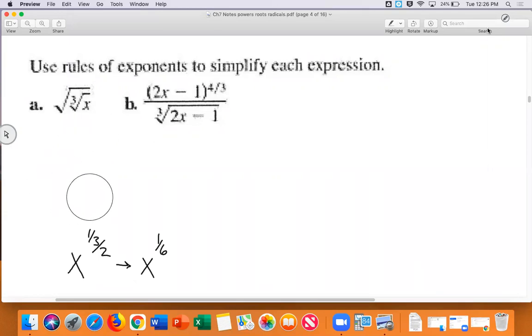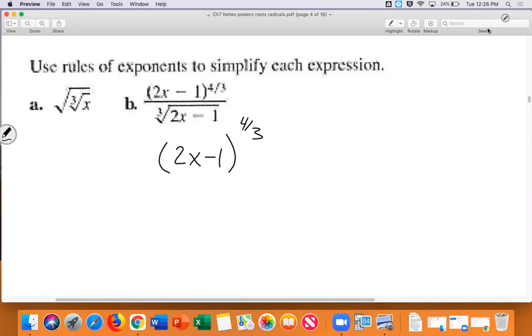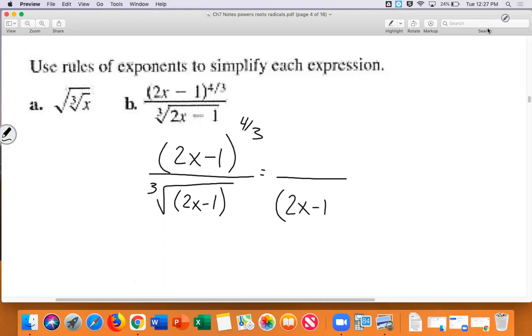All right, B. Let's go ahead and rewrite B. I'm just rewriting these because the video is really blurry and it's tough to see. 2x minus 1 to the 4/3 over the cube root of 2x minus 1. Now, Leah, I'm going to view that 2x minus 1 as a whole thing because of that minus sign. So when I rotate this up, the cube root of 2x minus 1 is going to be 2x minus 1, and that exponent right there is a 1, so this is going to be 1/3.